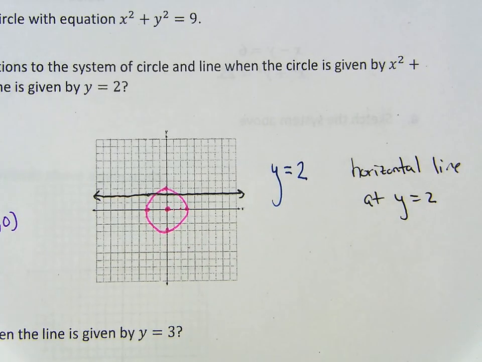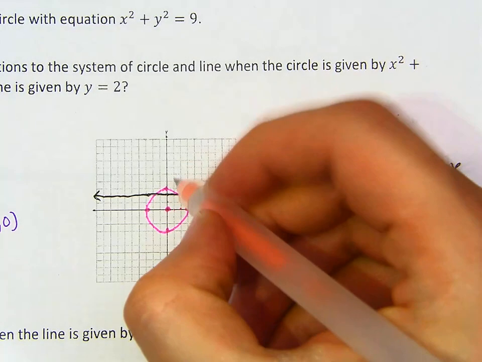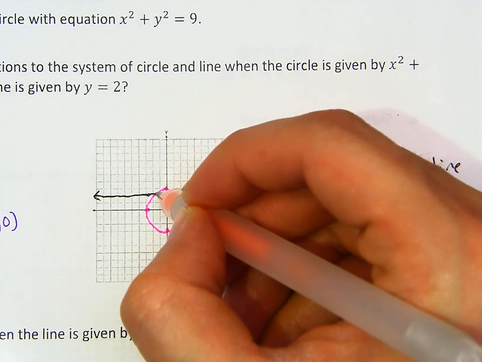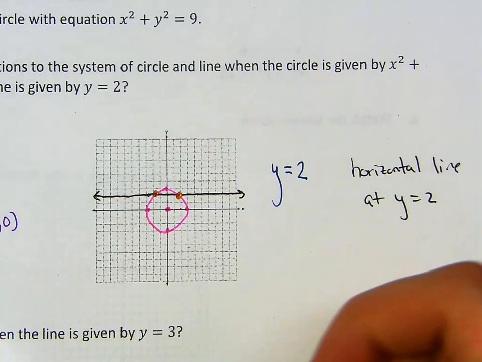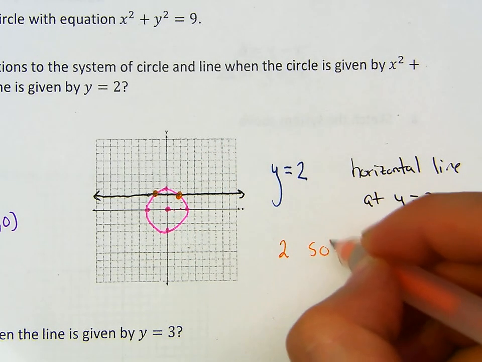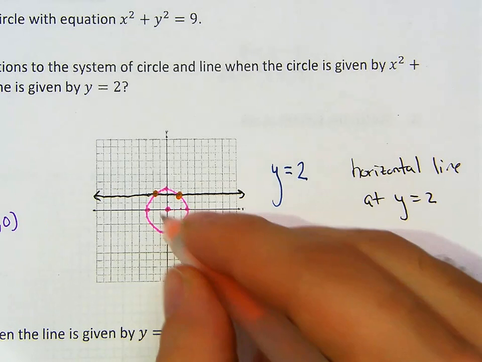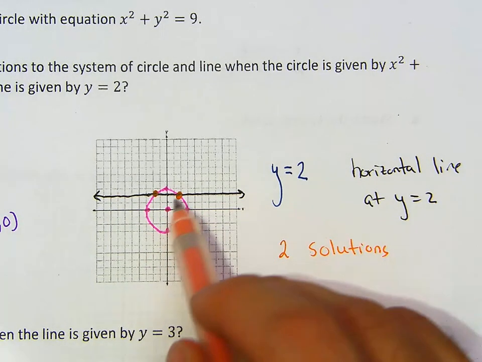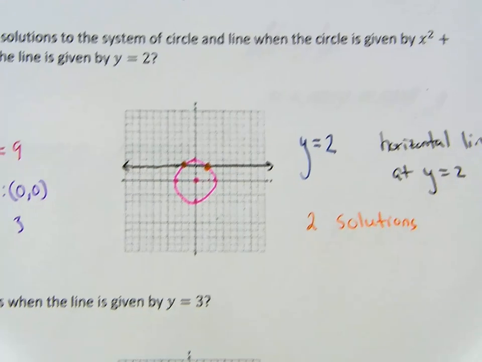And what do you notice? That there are 2 intersection points. There's one here and there's one there. So there have to be 2 solutions because we have 2 intersection points between the line and the circle. What about the next one?